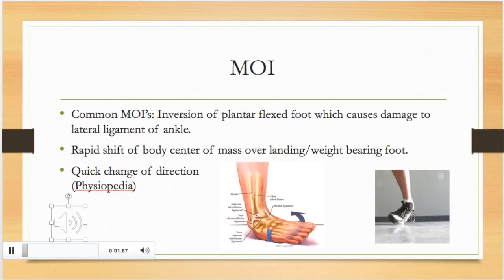Common mechanisms of injury include the inversion of a plantar flexed foot, which causes damage to the lateral ligaments of the ankle. This can occur from rapid shifts of the body's center of mass, overlanding or of the weight-bearing foot, or a quick change of direction. This information comes from Physiopedia.